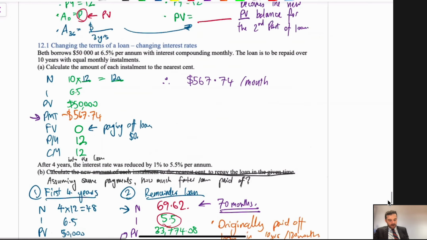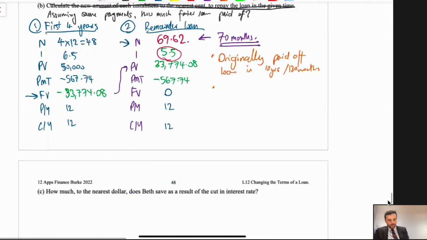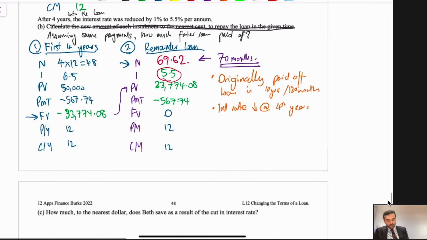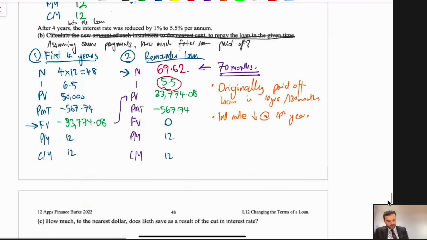Okay, now with this interest rate going down at the fourth year, it's going to take them this long. First 4 years, it took them 48 months, right? Plus another 70 months. So this is the first 4 years, and this is the remainder of the loan. Now let's add these together and find out what we get. We've got 118.